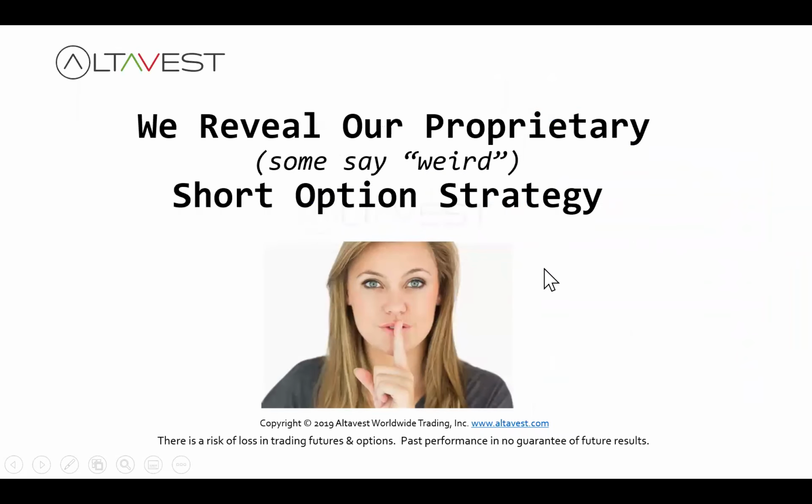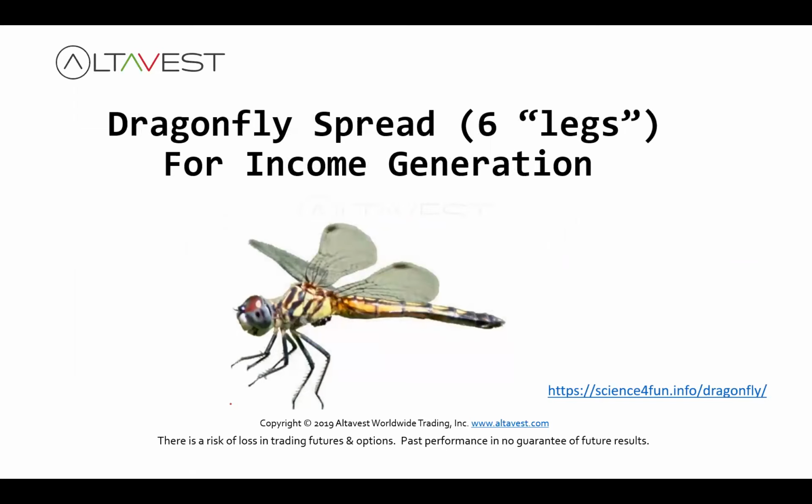But here's our proprietary strategy. Some people call it kind of weird. That's okay with us. And it's a short option strategy. It's just a variation on the condor. It's a Dragonfly. Okay, and it has 6 legs for income generation. And we came up with that name Dragonfly years ago. And it's really, like I said, a proprietary variation on the condor.